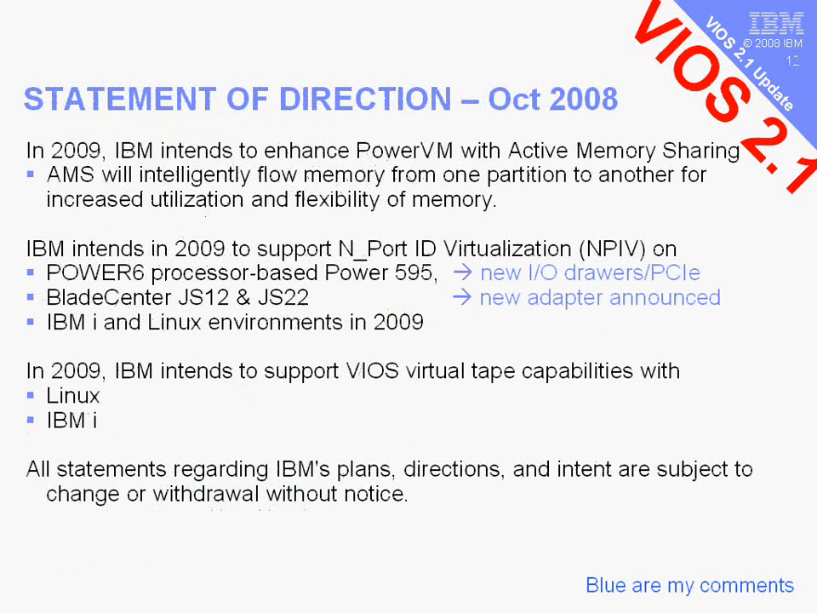First, there's a statement of direction. There's an intention by IBM to do something with the active memory sharing. We'll look at that briefly later on. With N Port ID Virtualization, it's not available currently on the Power 595, although it will be when the new I/O drawers that support PCIe adapters are available. We are going to support that also on the JS12 and 22, the Power 6 blades, and we need another adapter to go into the BladeCenter to support that. And sometime in 2009 we'll also support NPIV with IBM i and Linux environments. They'll need new versions to come out for Linux, and I believe the IBM i will need a PTF. We're also going to support the virtual tape capabilities with Linux and IBM i in 2009. Of course, all statements of direction are subject to change.